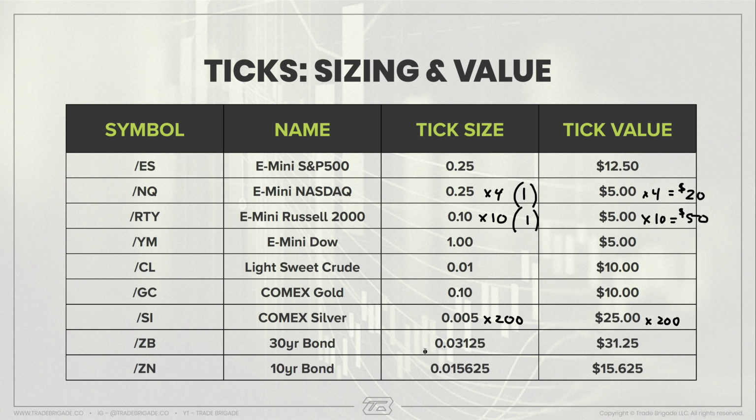The bonds are also pretty interesting. We have some interesting decimals here. I'm not going to get into the math behind them, but just know that as these decimals start to get crazier and crazier, you're always going to round down your tick size instead of round up, okay? So always keep that in mind.